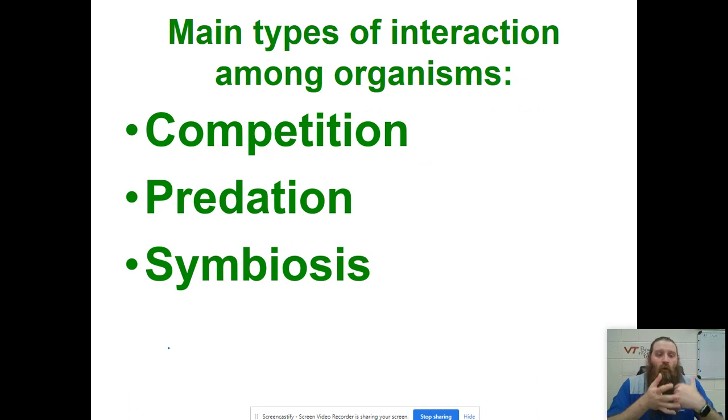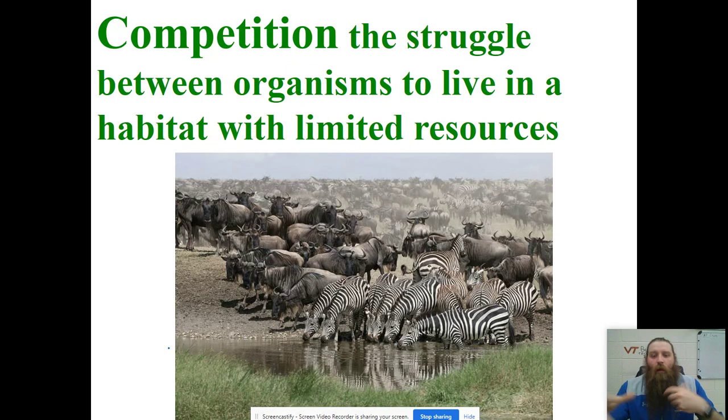Now, when we start describing those things, we find interactions between organisms that we have to label. And so there's three main kinds of interaction. There's competition, there's predation, and there's symbiosis. Now, competition is something that we've talked a lot about in biology. We talked about it for a couple of weeks when we talked about evolution. We talked about it in terms of how genes change. We've talked about it a lot.